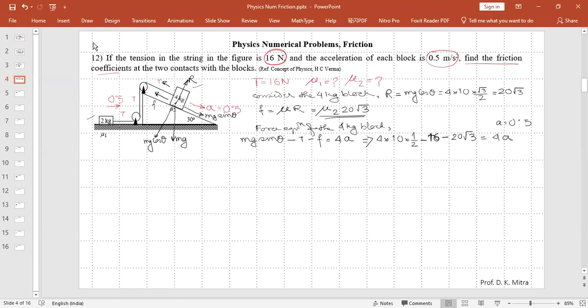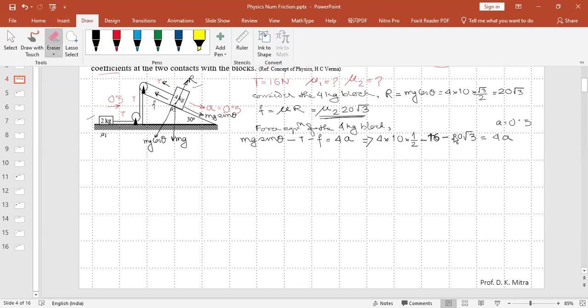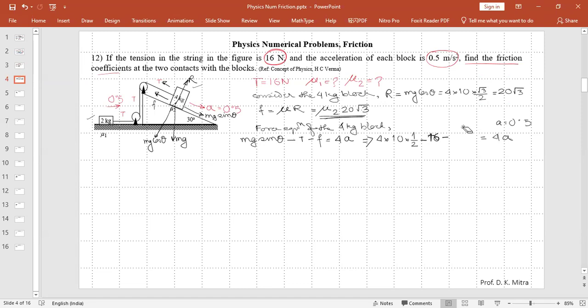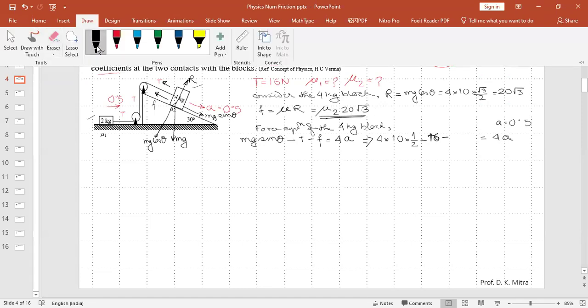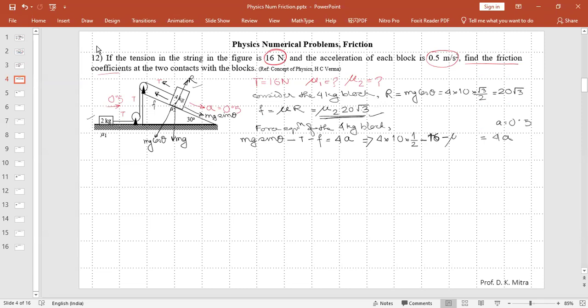Now Fk has a value: Fk is mu2 times 20 root 3. So you should write here, instead of just 20 root 3, Fk is mu2 times 20 root 3. Solve this equation, and we'll find that mu2 is equal to 1.